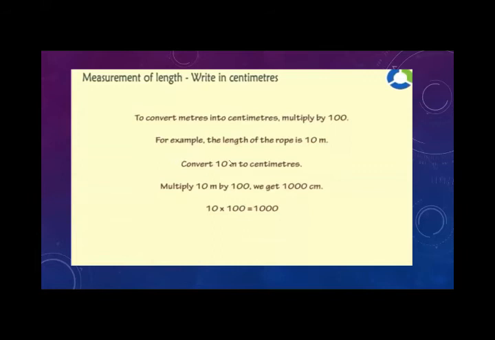So for example, the length of rope is 10 meters. You need to convert it into centimeters. So when you multiply 10 by 100, you will get 1000 centimeters. So the length of rope is 1000 centimeters. To convert centimeters into meters, you divide by 100, and to convert meters into centimeters, we multiply by 100. Okay, is that clear?